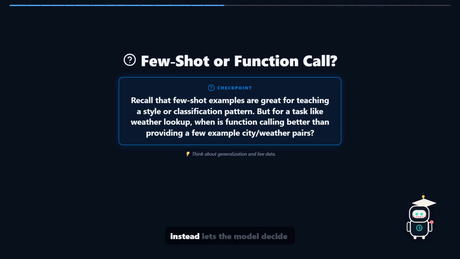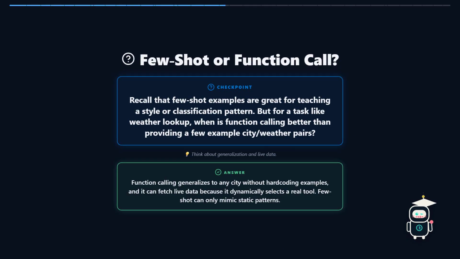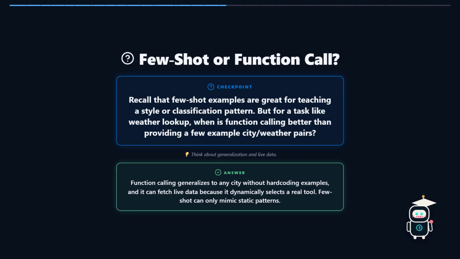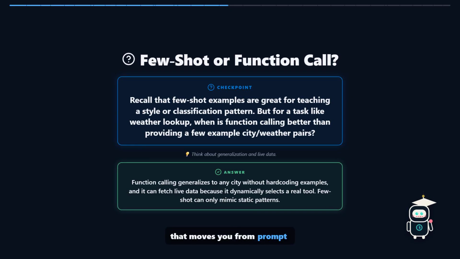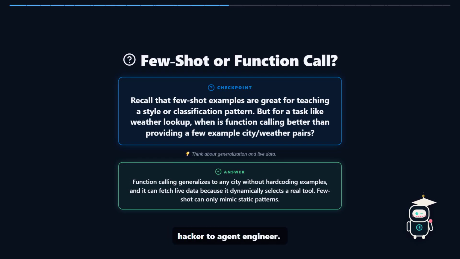Function calling instead lets the model decide in real time to invoke a weather tool with the city argument the user provided, and your code fetches live data. That's the generalization superpower that moves you from prompt hacker to agent engineer.